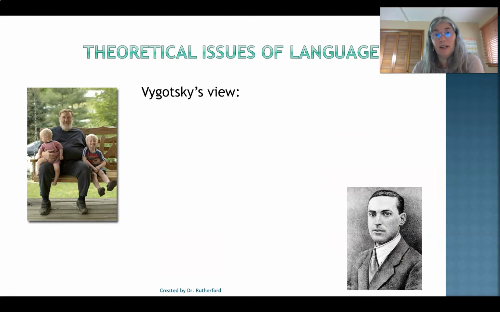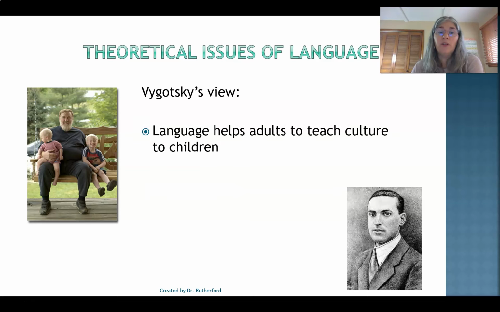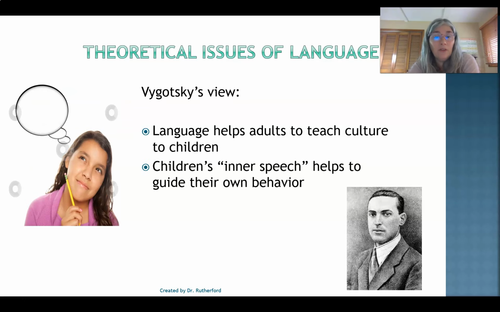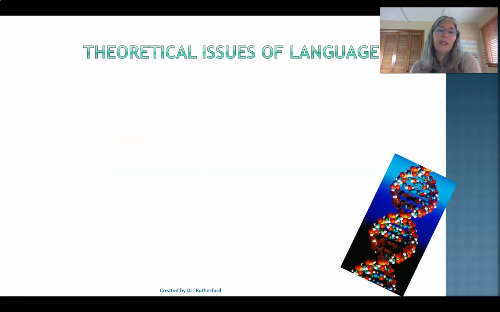Then we have Lev Vygotsky. So in Vygotsky's view, language helps with the transmission of culture from one generation to the next. So it helps adults to share their beliefs and their thoughts and traditions, and that is one of the ways that his sociocultural perspective persists. However, he also studied children's inner speech and how inner speech can be used to help with difficult tasks, with decision making, to guide your own behavior, to help with self-restraint. So Vygotsky had a lot to say about language as well.